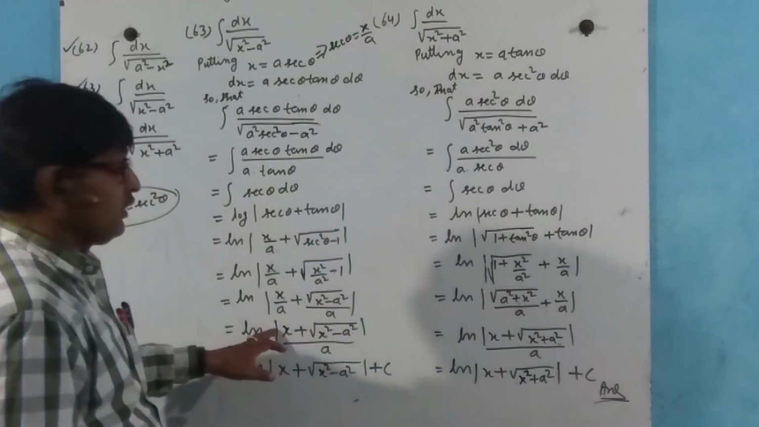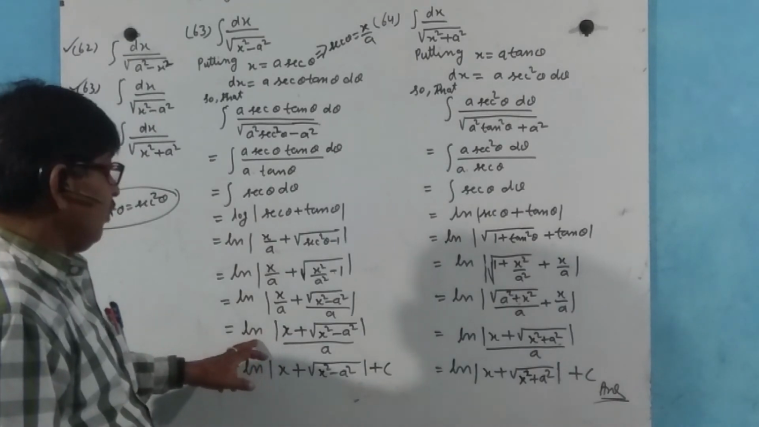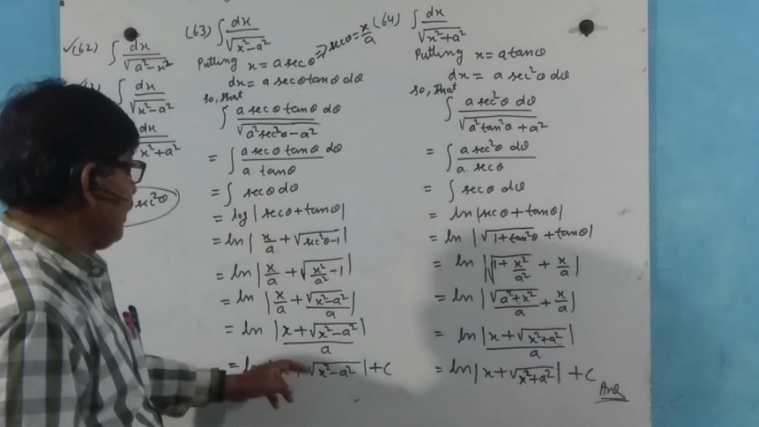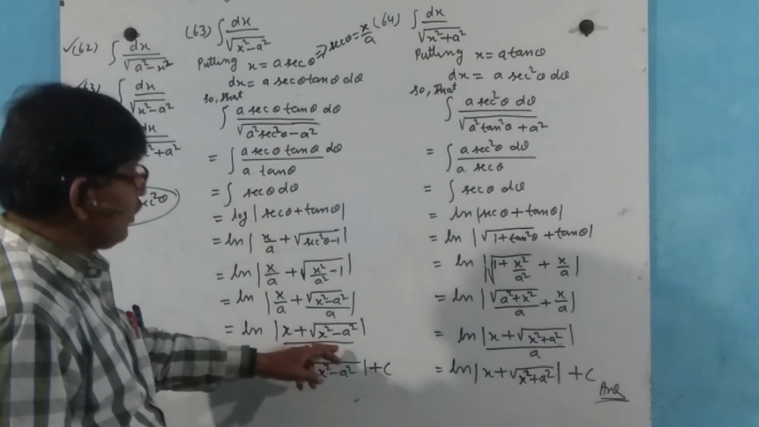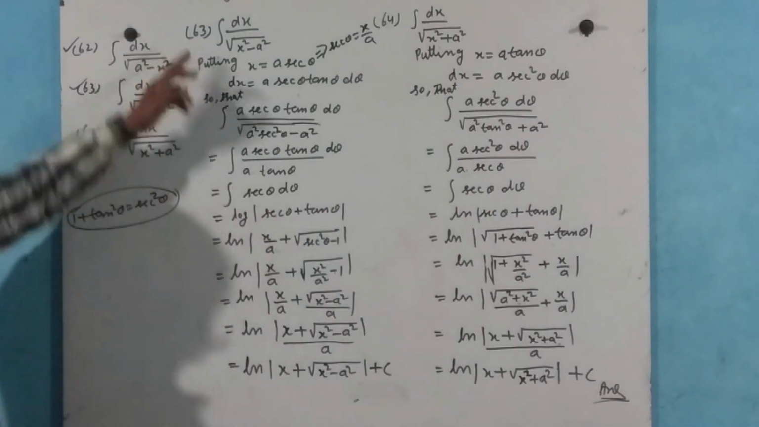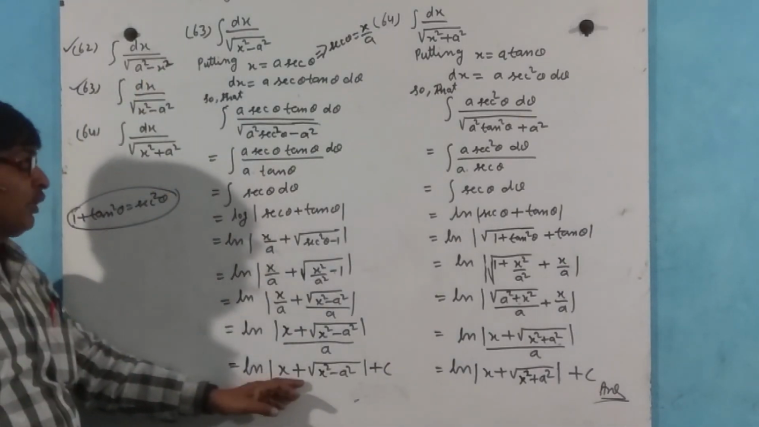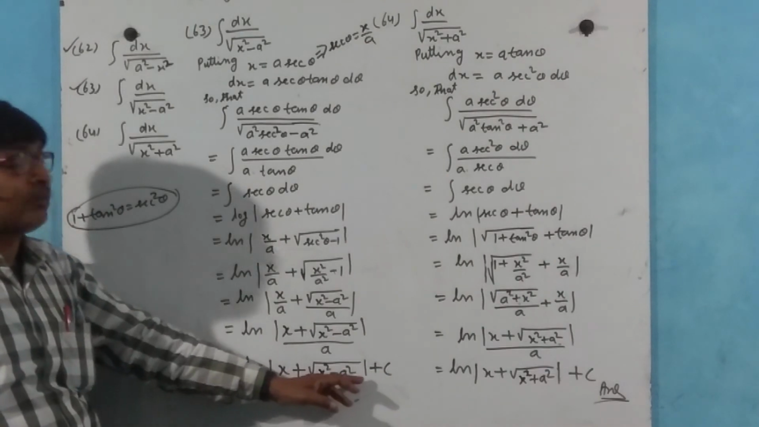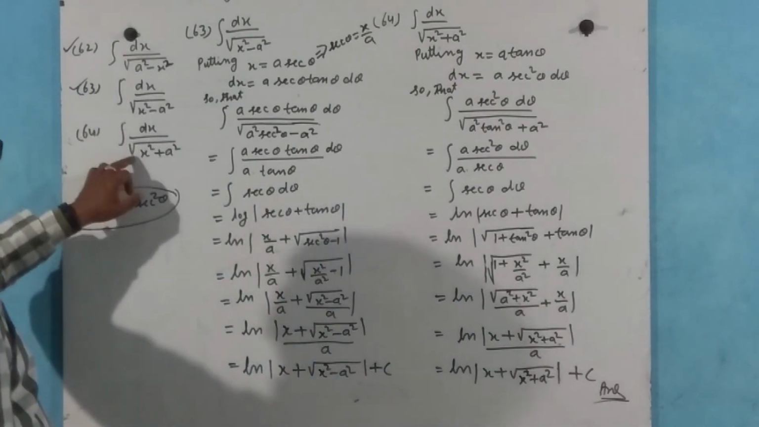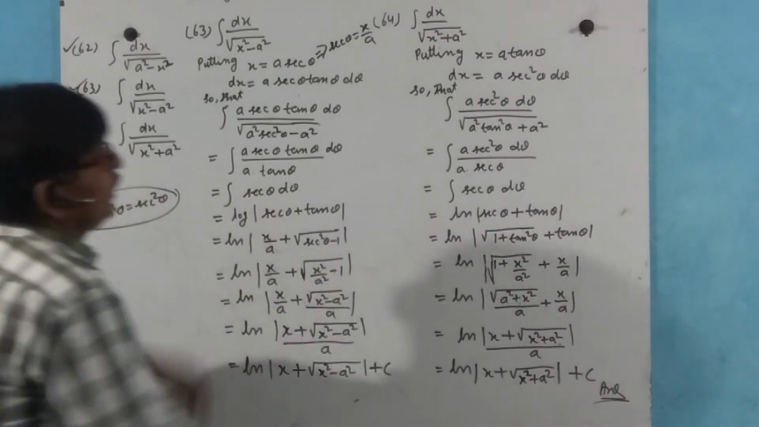Mod of this is taken because the value of log does not exist for negative values, and this a goes into the integrating constant c, so that the integration of this is equal to ln mod of x plus under root x square minus a square plus c. Now question number 64 here, dx by under root x square plus a square.